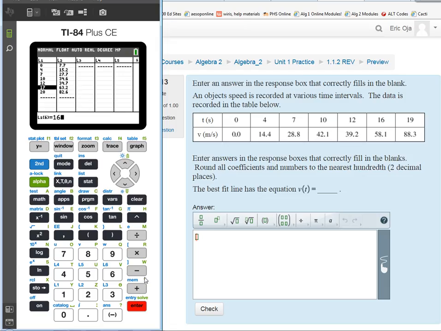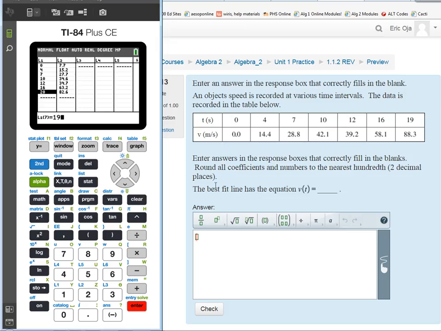Pretend these are the correct y values. They're not, but just pretend they are. I will put the y values in column L2. So how do I get the best fit line? Because that's all this wants. It wants the equation of the best fit line. So what do I do?